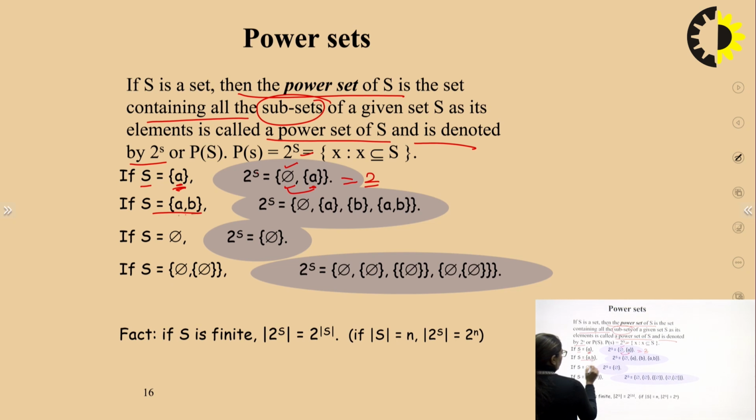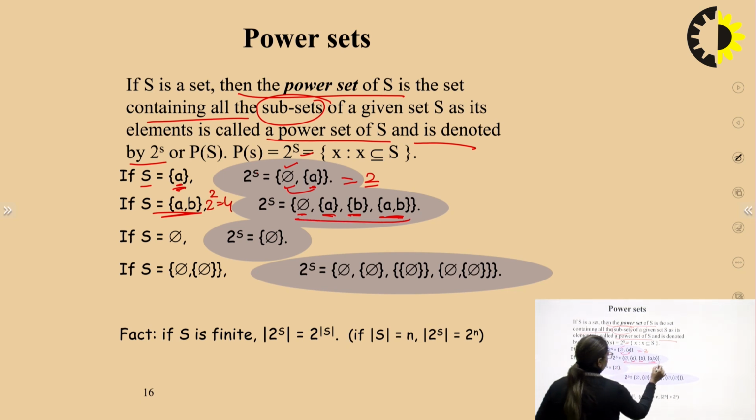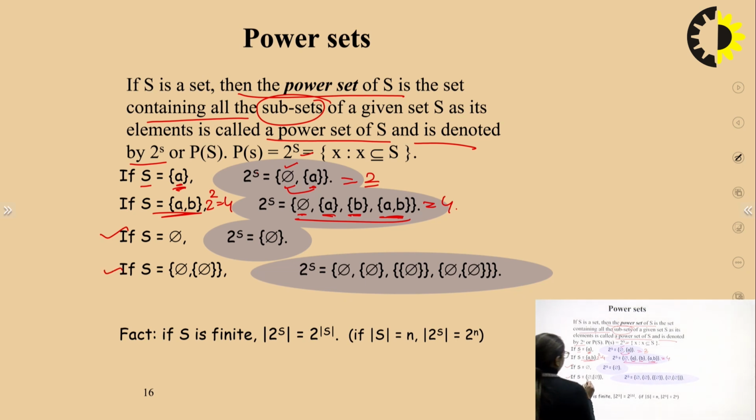Now if there are 2 elements, whatever subsets are possible: phi, only A, only B, and both. Then you can see here 2 elements, 2 raised to power 2 is equal to 4. In the power set there are 4 elements. Similarly is the case with S is equal to phi. Now you can see this is different to this one, and different to this one also. So we have to include this again here.